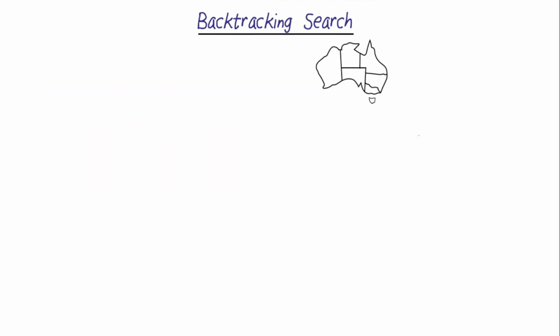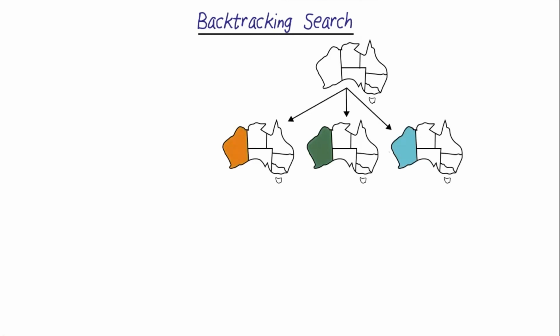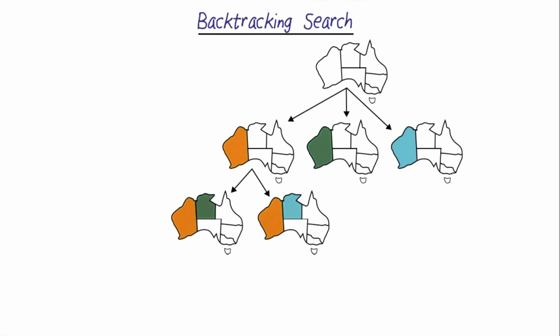Let's make the algorithm concrete by doing an example. Okay, here's our map of Australia. We will work with Western Australia first. It can have one of 3 colors, orange, green, or blue. I'll choose orange. Okay, what section do you want us to look at next? How about the Northern Territory? Great. Since we chose orange for Western Australia, the Northern Territory can have 2 colors, green or blue.